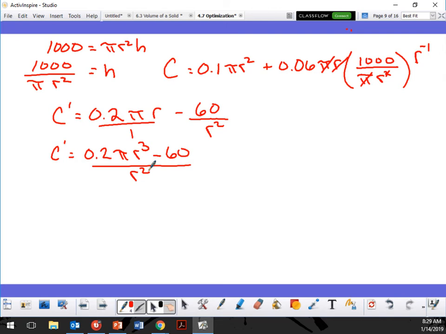Okay, so set it equal to 0. Now what's going to happen to my denominator here? When I set anything equal to 0 like this, I could actually get rid of the denominator, right? Multiply both sides by r squared. 0 times r squared is 0, so that doesn't change. But the r squared on the bottom over here goes away now, right? So I'm left with 0.2 pi r cubed minus 60.